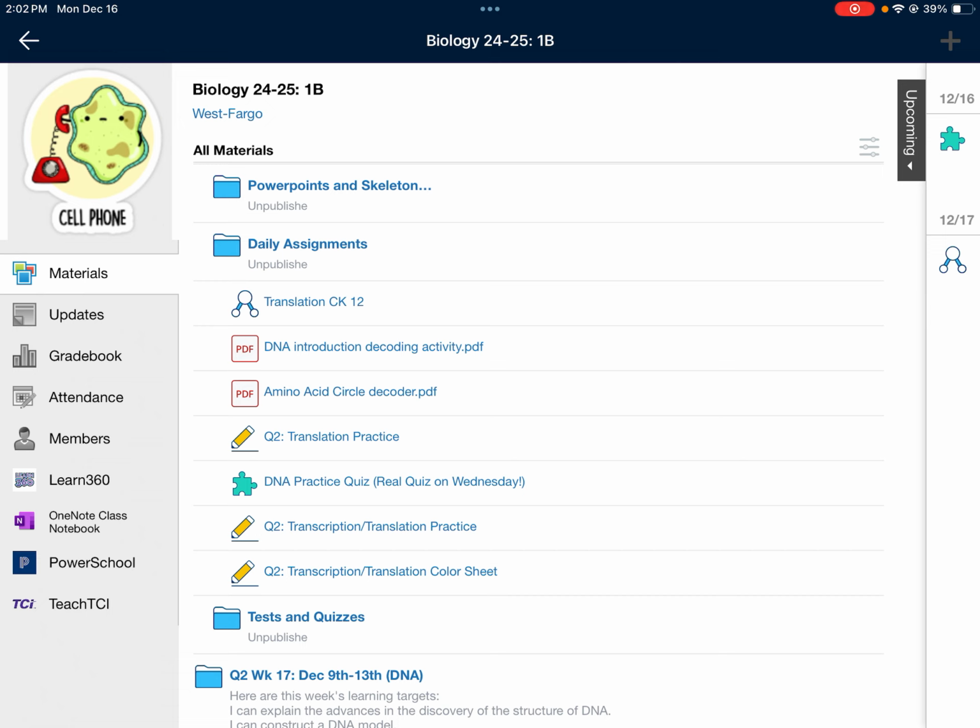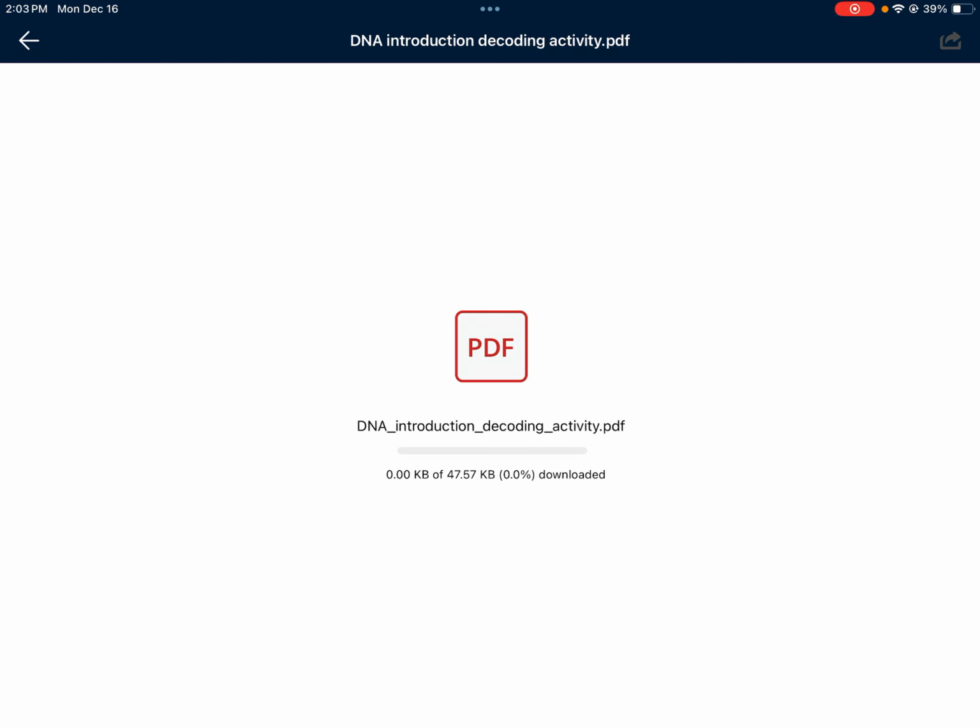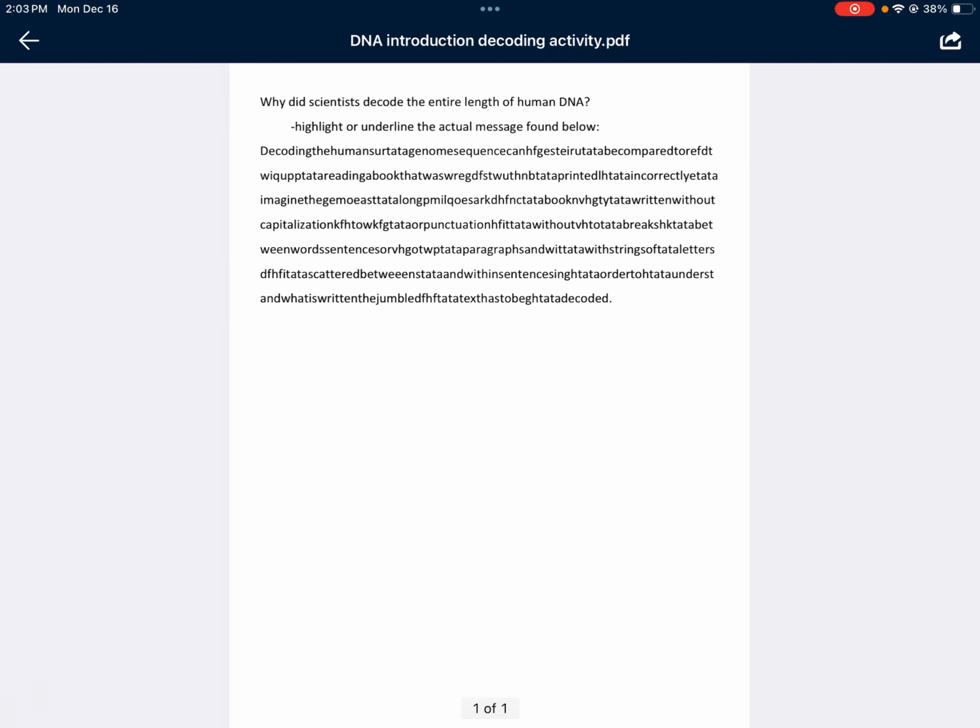Before we talk about the actual translation process, I want to do a little bit of an introductory activity. This one is called the DNA Introduction Decoding Activity. You see it in this week's folder. If you want to take that sheet, and again, pause the video if I get ahead of you, take this sheet and push it out into OneNote, please. And we'll take a look at that just to get an idea of what's happening with the idea of translation and what's going on in our bodies.